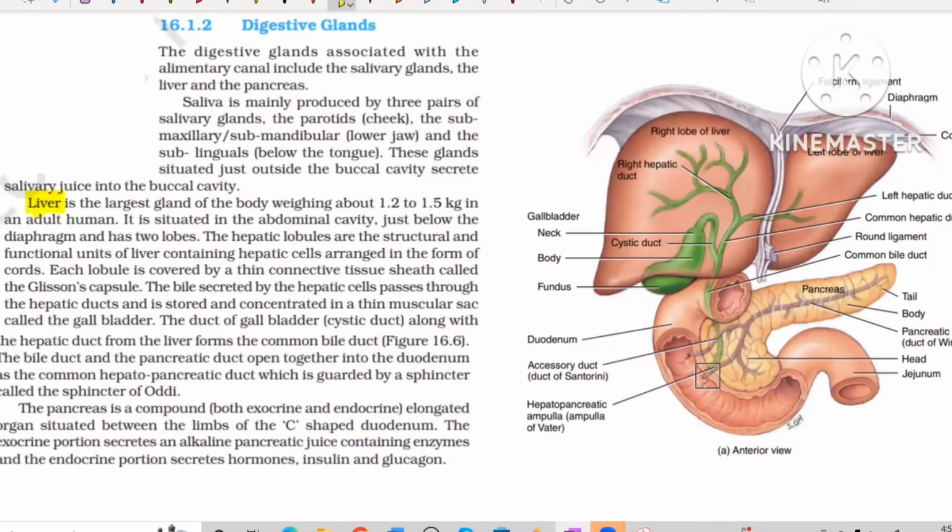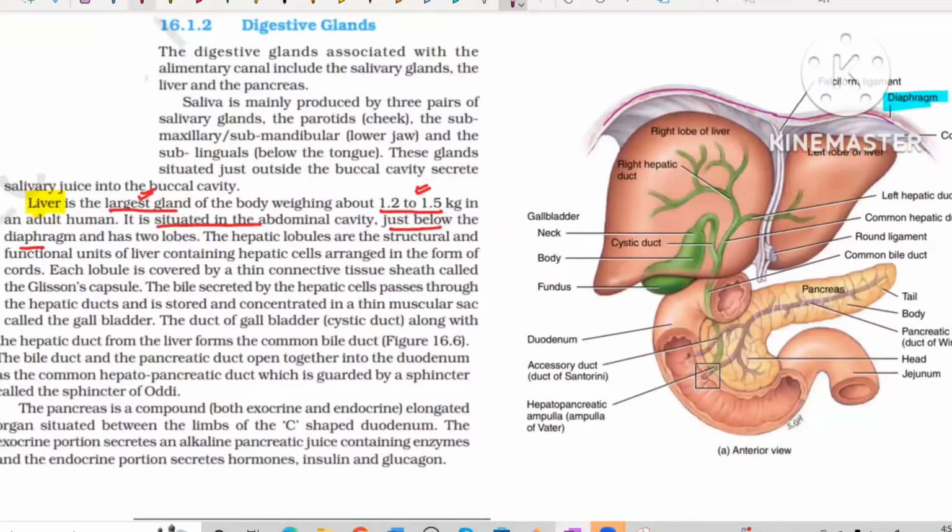So salivary gland is clear, but now I will focus on the liver. See the liver. Liver is the largest gland. Its weight is nearly 1.2 to 1.5 kg in an adult human. It is situated in the abdominal cavity, just below the diaphragm. Is it clear? So you can see in the diagram, try to focus, this is the diaphragm. So it is present just below the diaphragm.